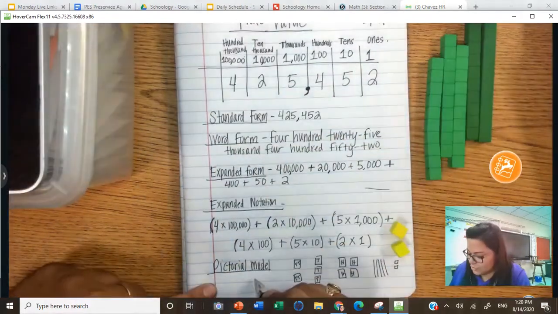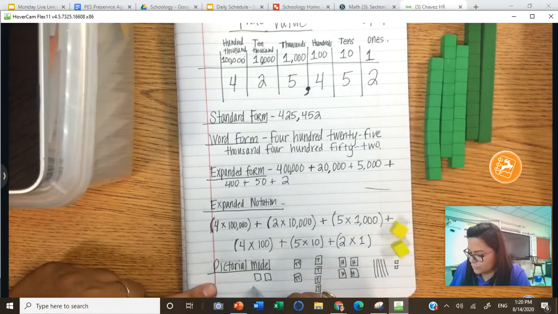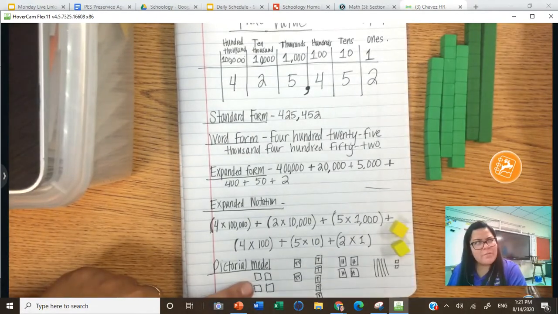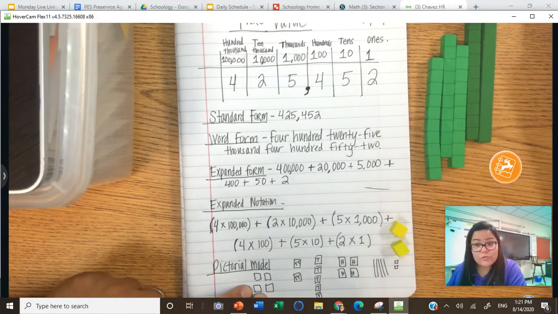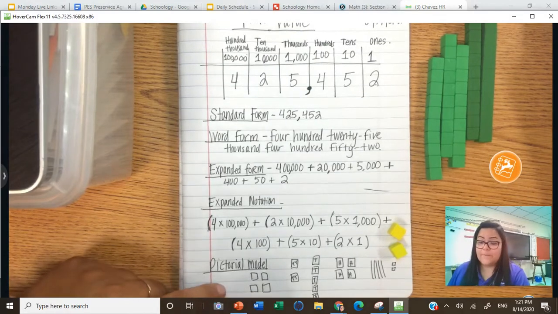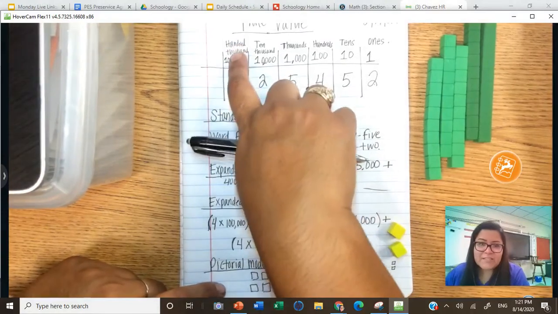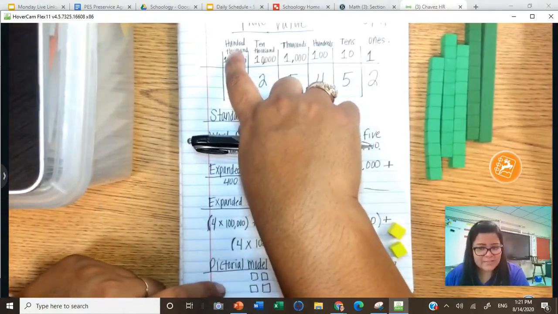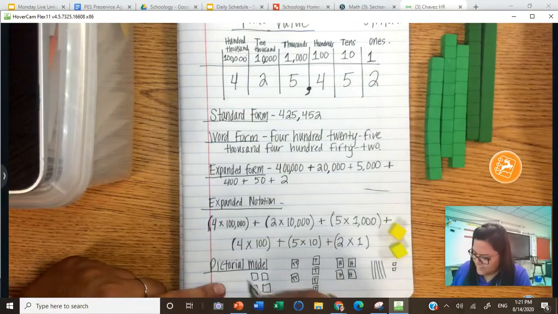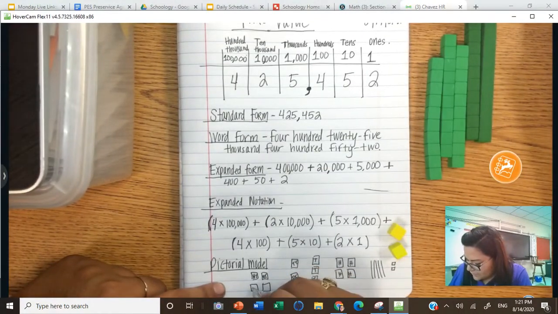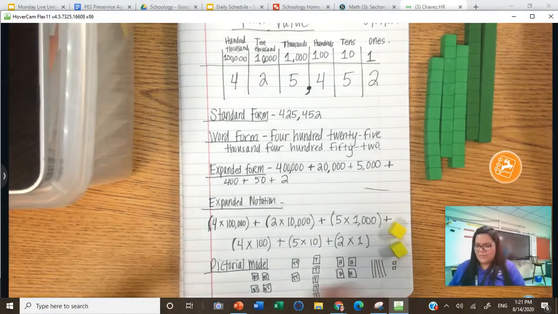Next one, 100,000. How many 100,000s do we have? 4. So let's draw 4. 1, 2, 3, 4. What label, what letter should we use for the 100,000s? Well, 100 starts with an H and 1,000 starts with a T. So we can use HT. Let's do that. 100,000s.